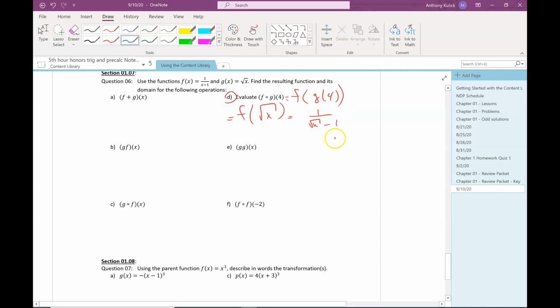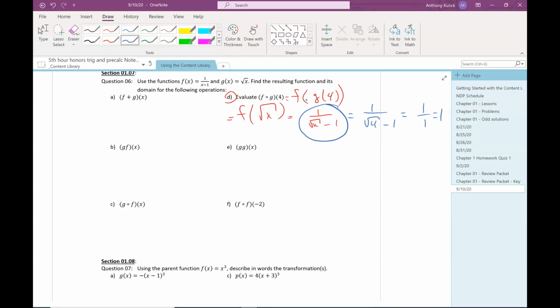So I'm going to pause here and look at this, and then we'll plug the 4 in after and get the actual number. Well, I guess we can do that right now. So if I do that, I get just 1. But this is the part that I'm going to look at to do the domain.